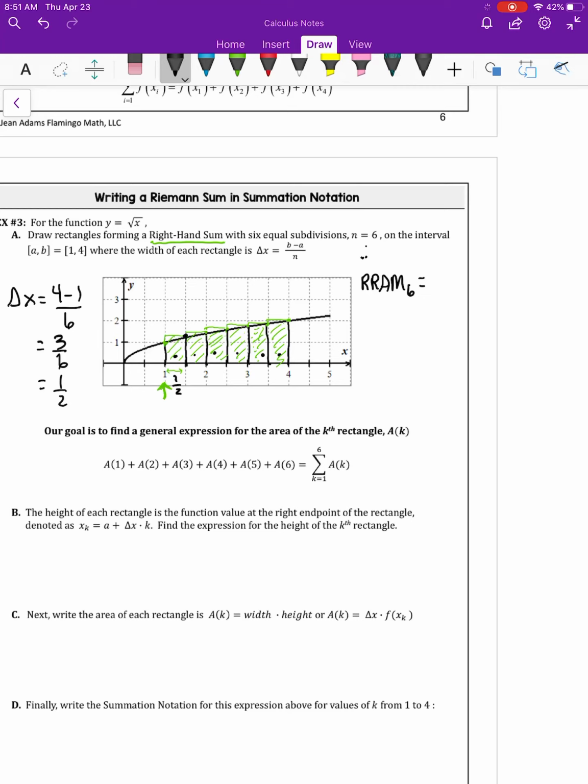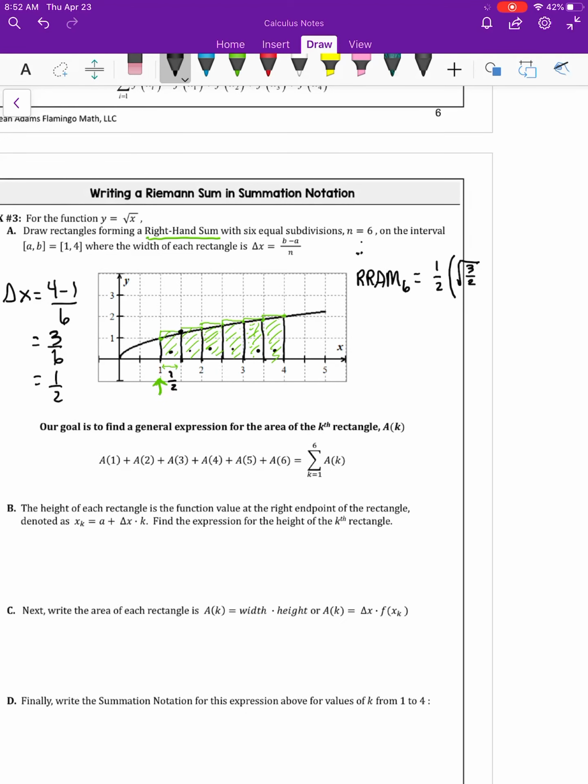What I would like to do is show you what this RRAM is going to look like. So if I was going to do RRAM here, I would do sub 6 because I've got 6 rectangles, each one of the rectangles is a half wide, right? Every single one of these is a half wide. The width of them is going to be the function's value at that point.